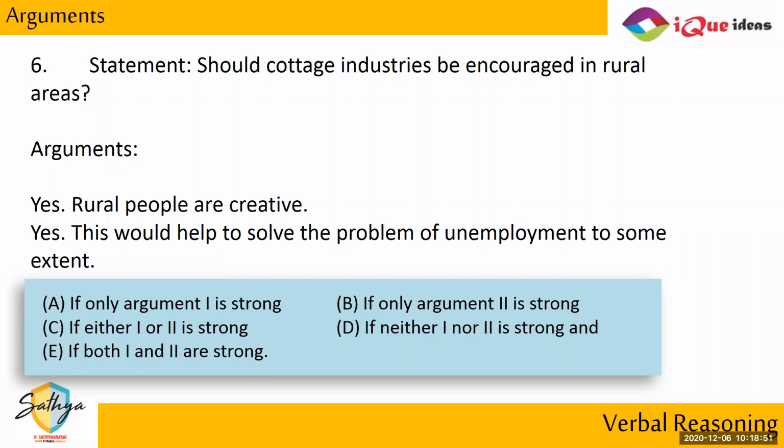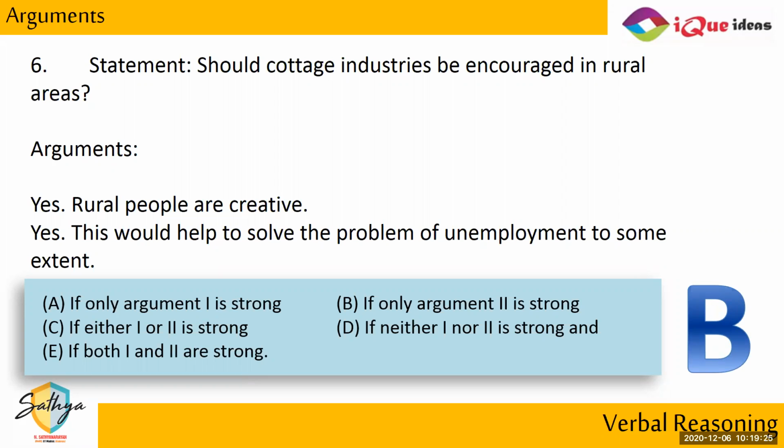Second, this would help to solve the problem of unemployment to some extent. If you encourage cottage industries, does it actually solve the problem of unemployment? Fully, no. But to some extent, definitely yes. Logically, it makes sense. And do we want to solve the problem of unemployment to whatever extent? Again, the answer is yes. This is also desirable. And hence, can I say that cottage industries are to be encouraged in rural areas? The answer, yes. And hence B is the right answer.